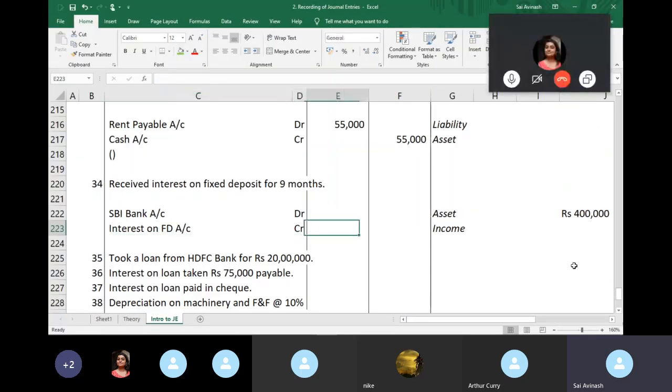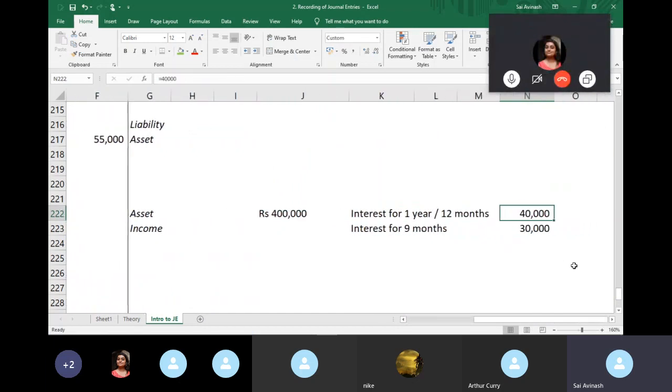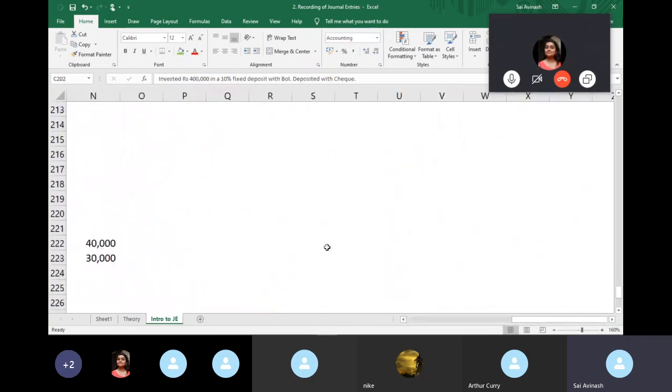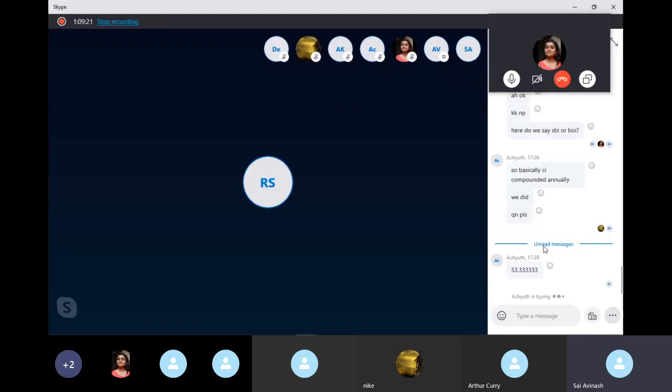I didn't do any compounding here. All we're doing is, 4 lakhs we deposited for 12 months and I'm receiving interest at 10%. That's what I said, right? Interest at 10% here. So for 12 months, if I'm supposed to receive interest of rupees 40,000, which is 10%, for 9 months, I should receive 40,000 into 9 by 12, which is 30,000.